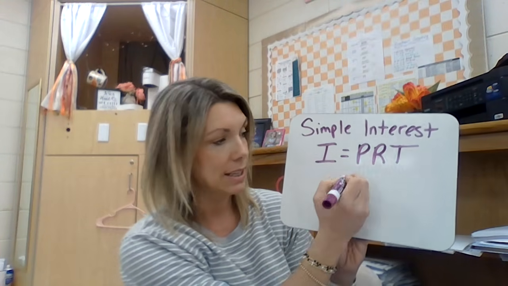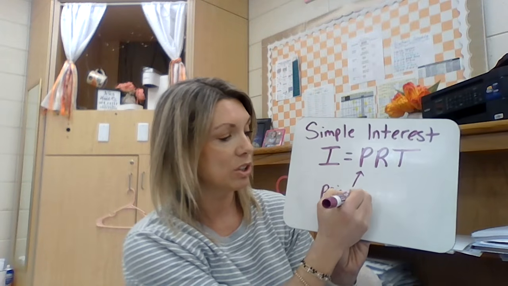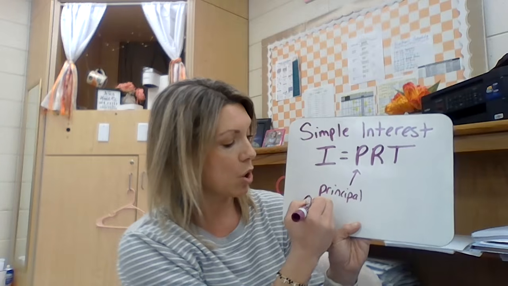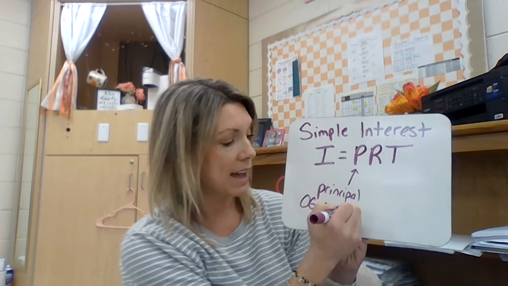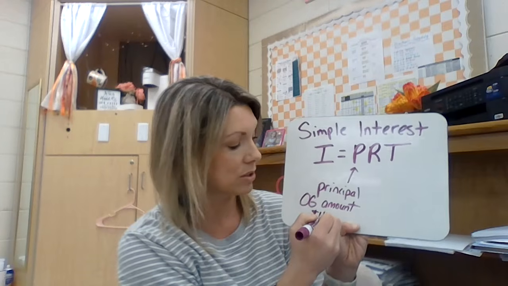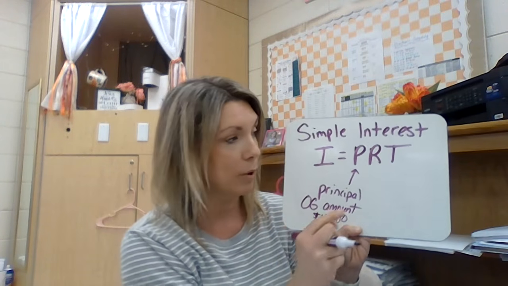This interest is when you take the principal. Principal is the original amount that is on the sticker when you go to buy something. So I'm going to write OG amount. That's like when you go see a car at the car dealership and the price is $14,000.